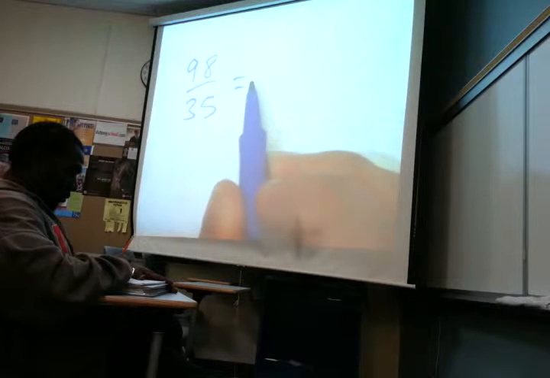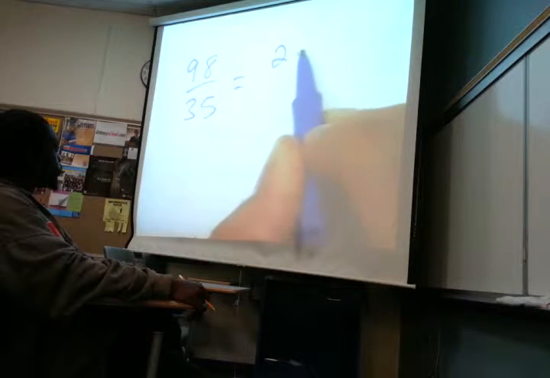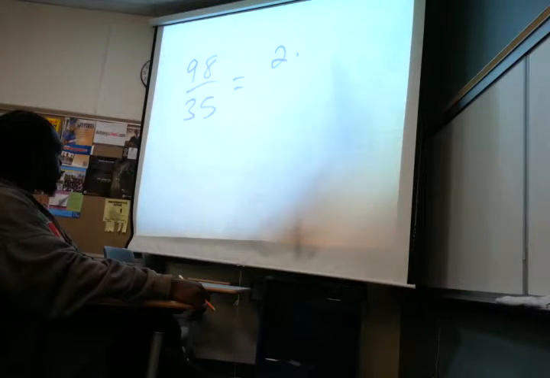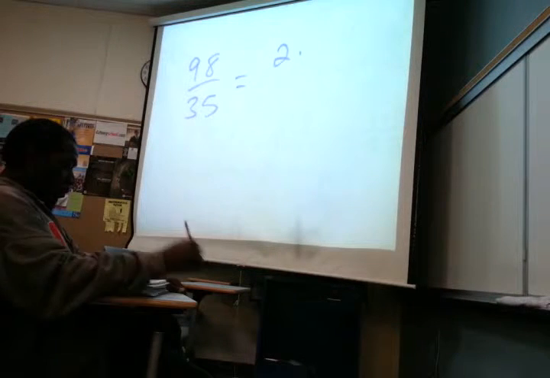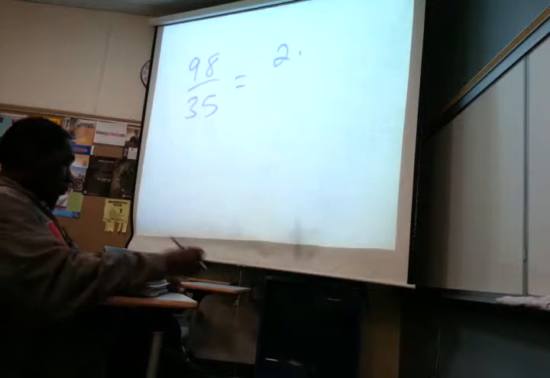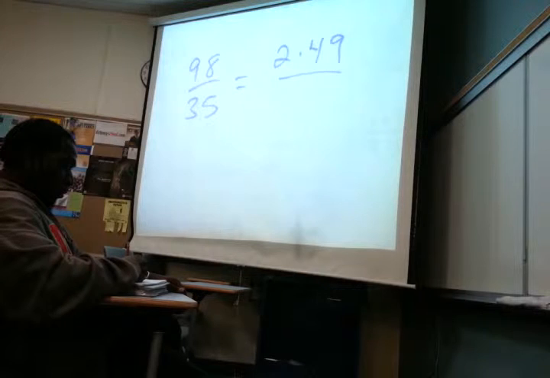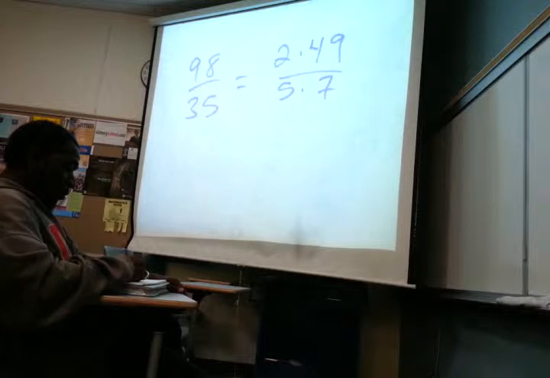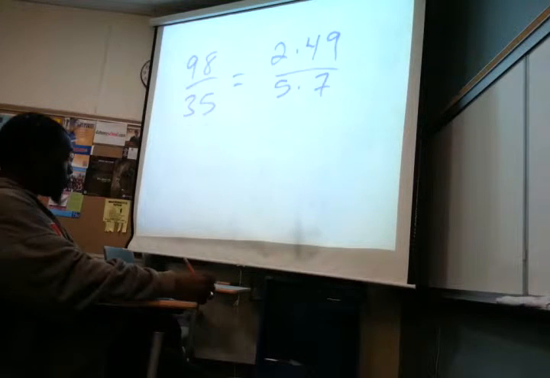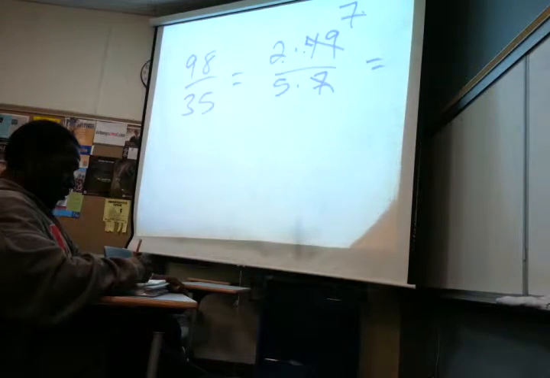98, how can you break that up? What definitely goes into 98? 2. 98 is twice what? 100 is twice 50. You with me? So 98 is 2 less than that, so half of that is 49. So 98 is twice 49. It would end in an 8. So 98 is 2 times 49. 35 is 5 times 7. Yep. 7 goes into 49 7 times, so you end up with 2 times 7 over 5.